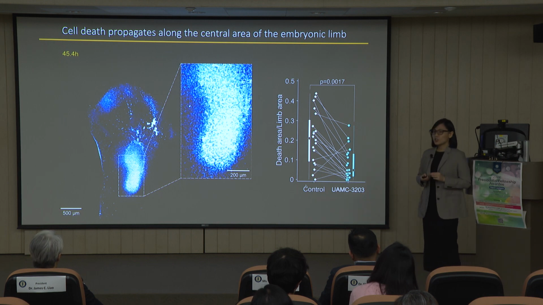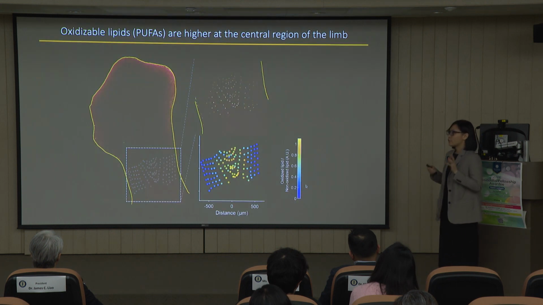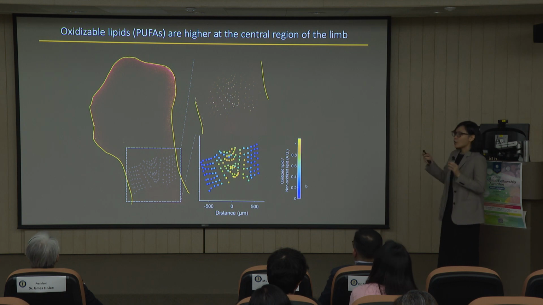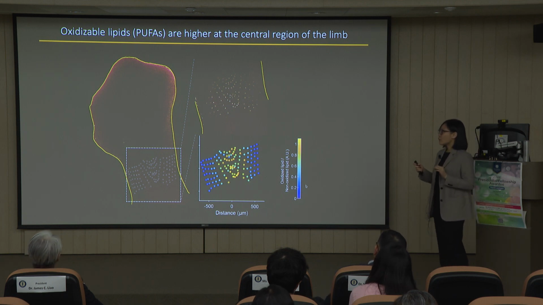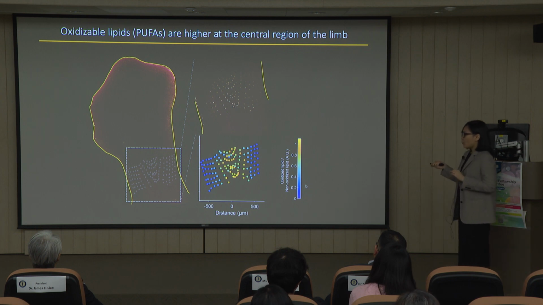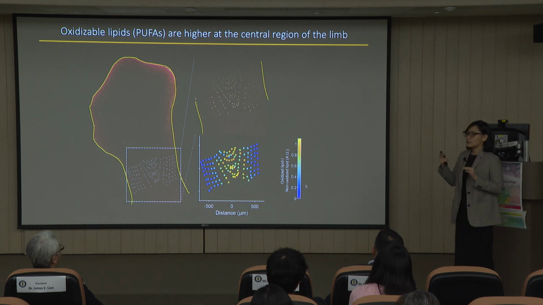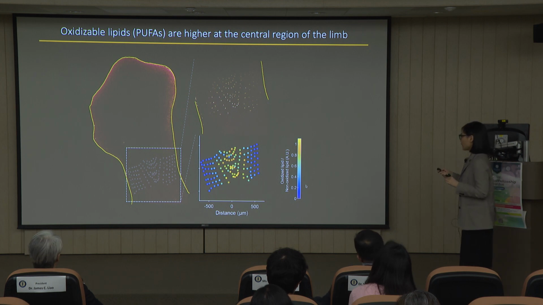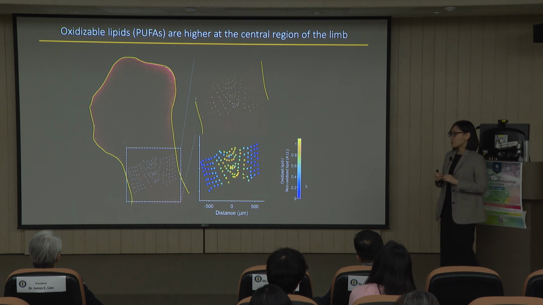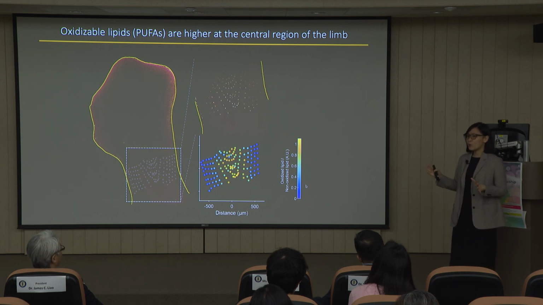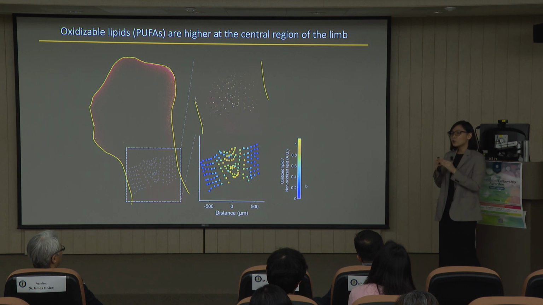One explanation could be that the fuel for the fire, or the fuel for cell death, which is oxidizable lipids, could be spatially patterned. So here I measured the amounts of oxidizable lipids, and indeed what I saw is that there are higher oxidizable lipids at the central region where cell death waves occur. So this means that oxidizable lipids are spatially patterned so as to restrict cell death to eliminate certain populations only.